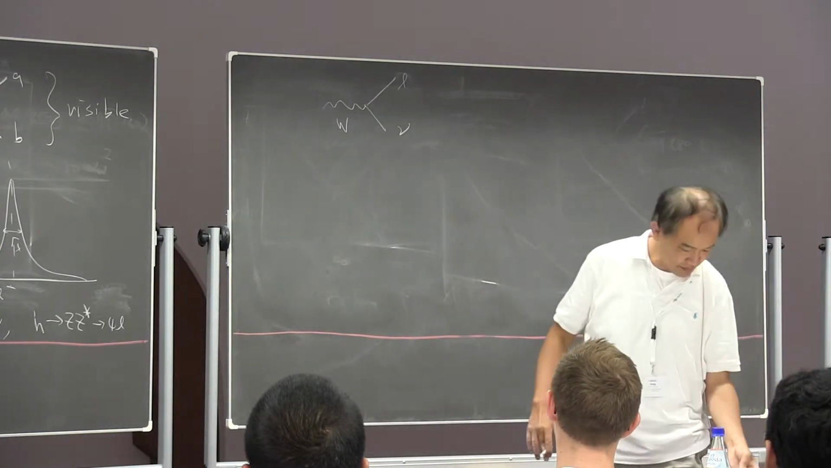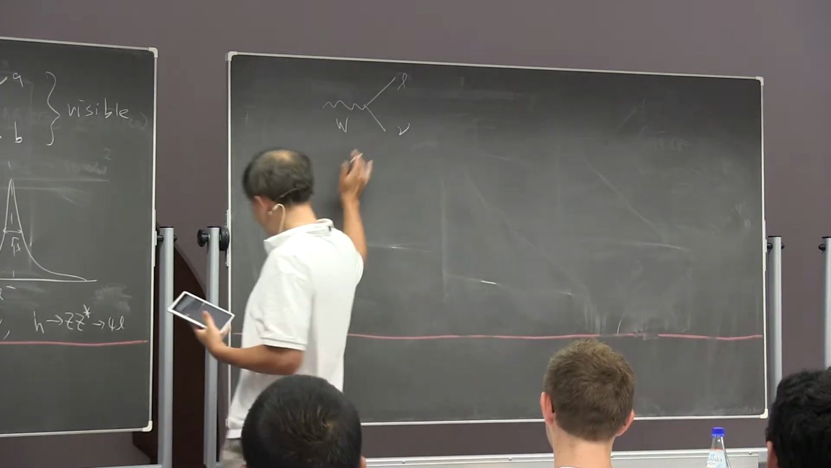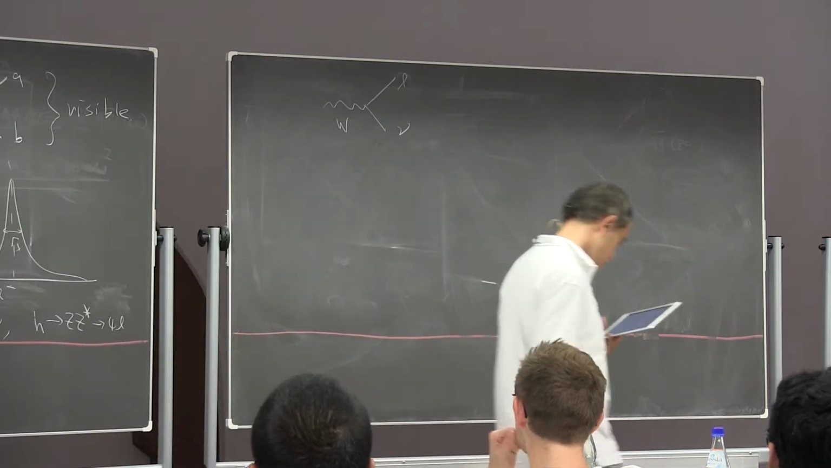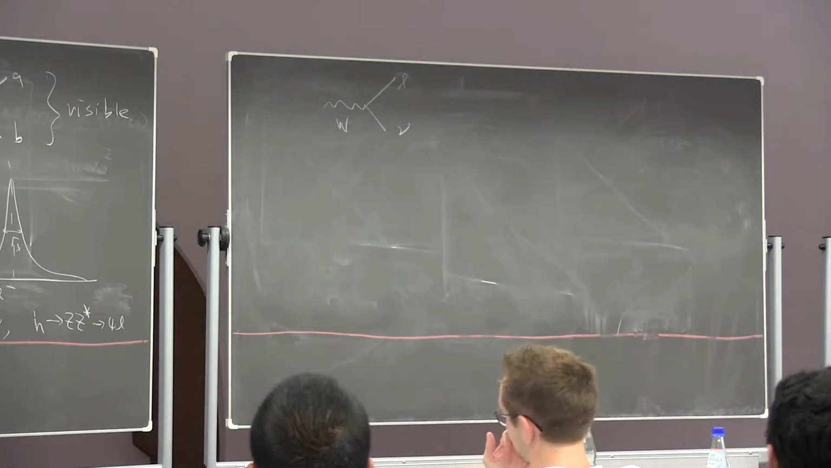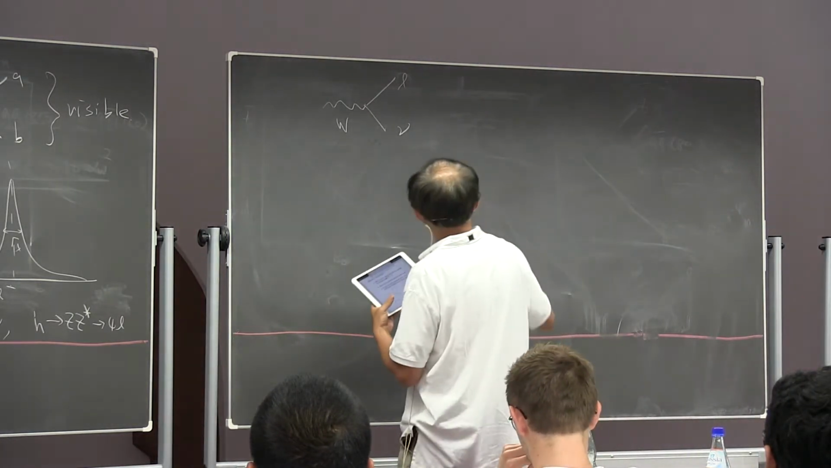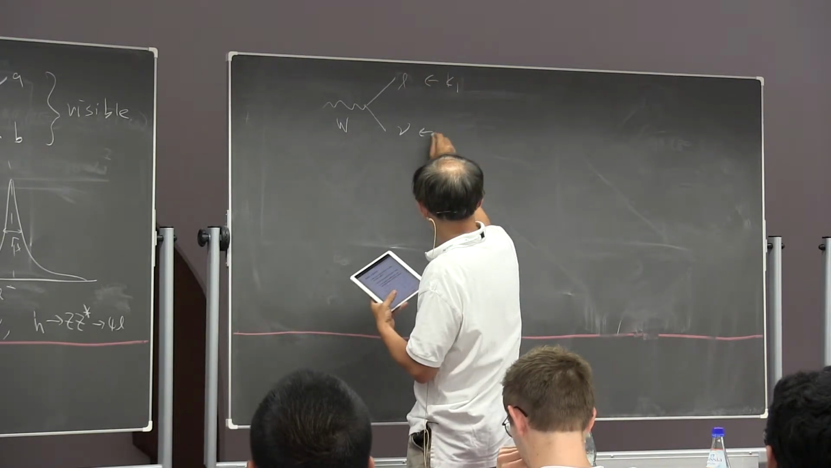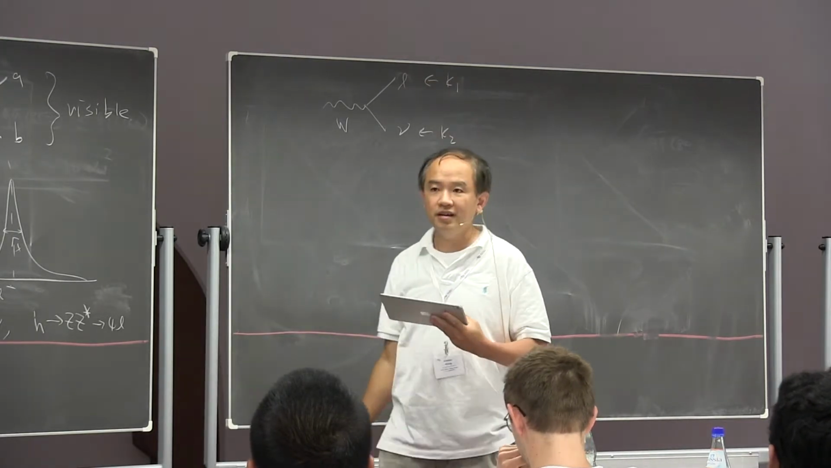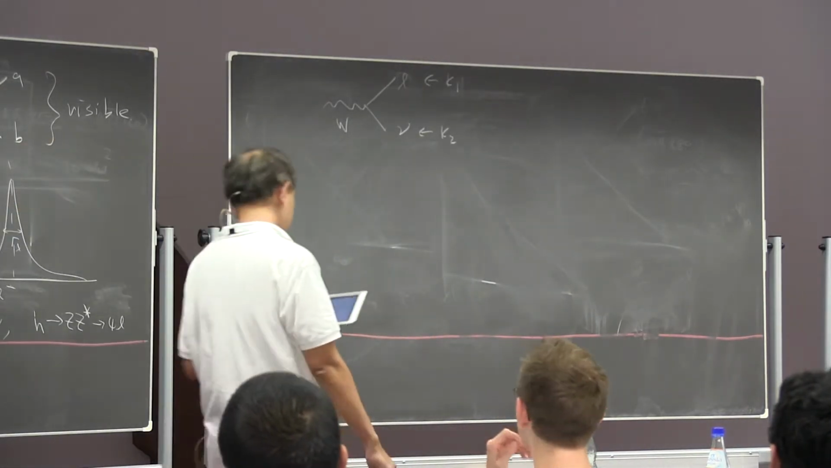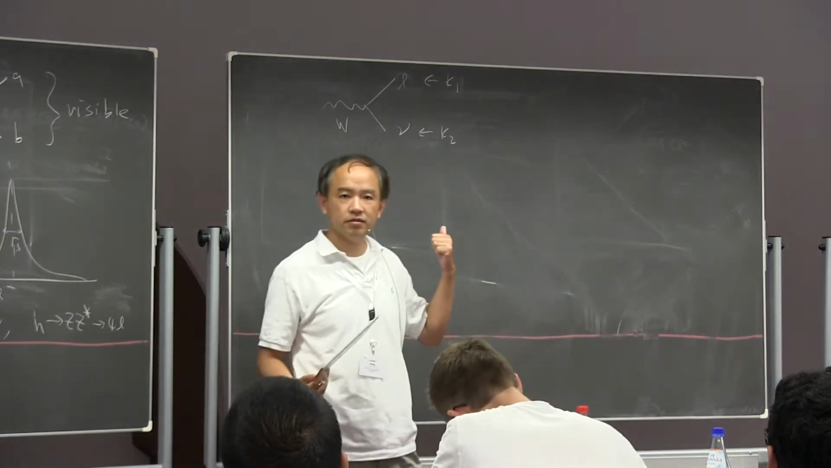Okay, let's talk about W. It's something like this. In order to be consistent, let me call this momentum K1 and this momentum K2. Now you see that. So let's see what is the K1 distribution.